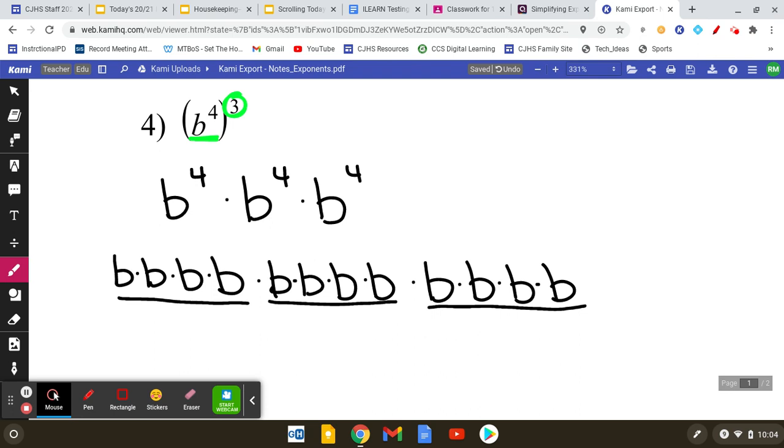So how many B's do I have? Do you see a shortcut? If you don't, that's fine. You can write them out. There's a few different ways you could have looked at this. You could have stopped maybe here and said 4 plus 4 plus 4 is 12. Or 4 times 3 is 12.